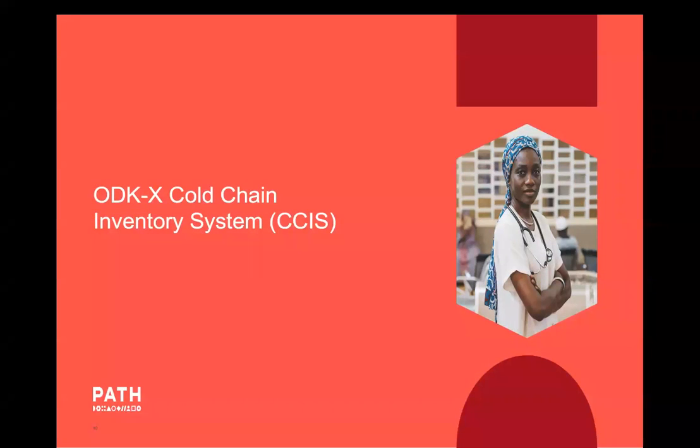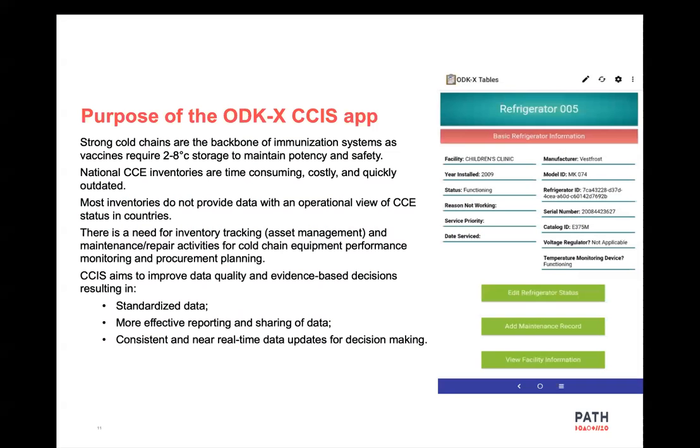So Matt, can you please explain the CCIS? Sure, thanks. Sorry, my little computer issue there. Yeah, so we had launched what is called the CCIS, or Cold Chain Inventory System, in Uganda just this past year. And the purpose of it is, as many of you know, cold chains are the backbone for a strong immunization system, especially for the storage and transport of the vaccines.